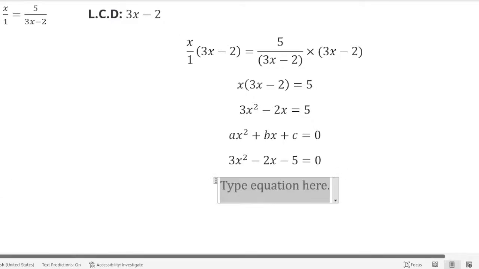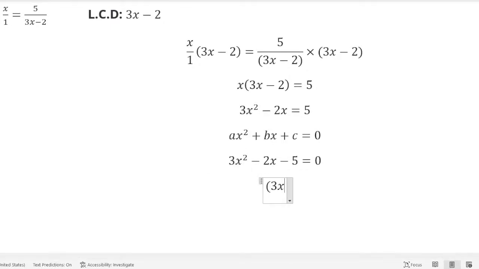So factors of 3x squared are 3x and x. These are factors of 3x squared. They will give us 3x squared. Then it is equal to 0. Then factors of 5 are 1 and 5. There are only two factors of 5, 1 and 5.